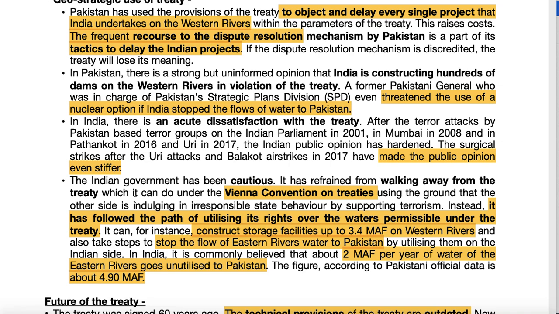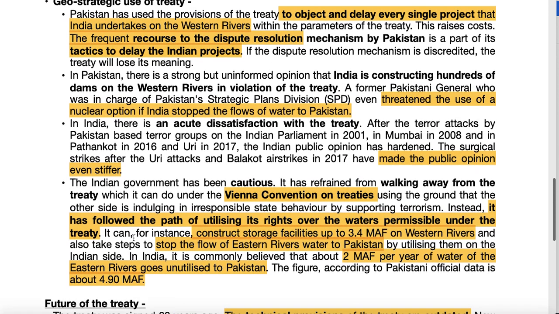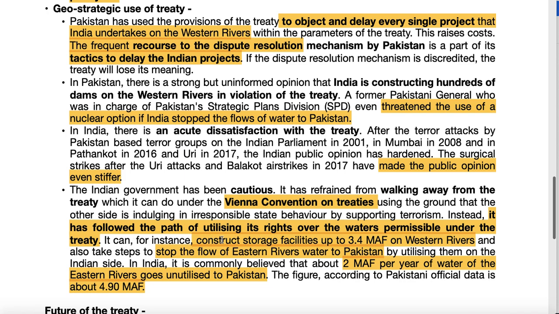So Pakistan is harboring terrorists. It is so, and it is not allowing India to explore western rivers, which India is allowed to explore under the treaty. And now let me give you an example: India is constructing storage facilities of up to 3.4 MAF on western rivers.